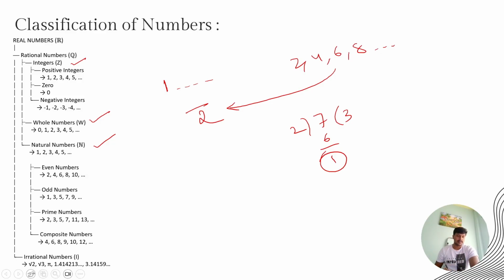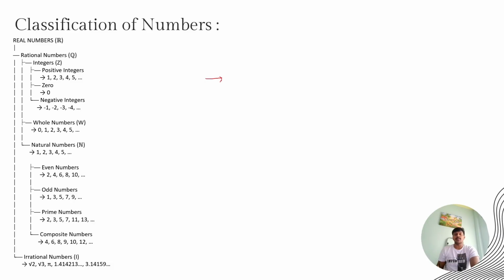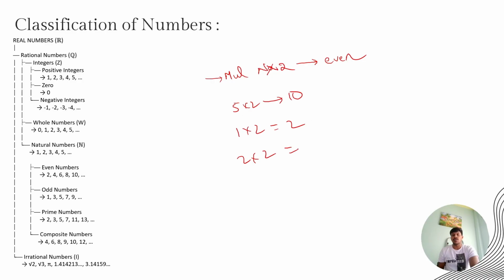Now, one more thing. If you multiply any natural number with 2, you are always going to get an even number. Like for example, 5 into 2, 10, even number, or 1 into 2, 2, even number, or 2 into 2, 4, even number. So if you multiply any natural number with 2, you are always going to get an even number. That's why you are going to say 2n. Like n is a natural number here. Multiply with 2, you are always going to get an even number.